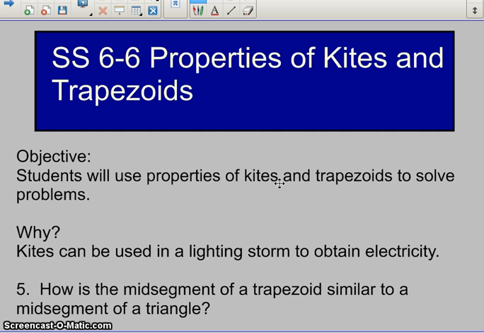Chance to learn Section 6.6, properties of kites and trapezoids, would you do it or would you choke? This is Mr. Lane again from OHS High School. This is Section 6.6 about kites and trapezoids.